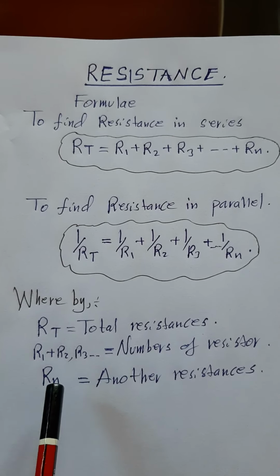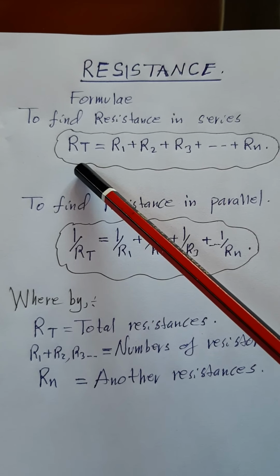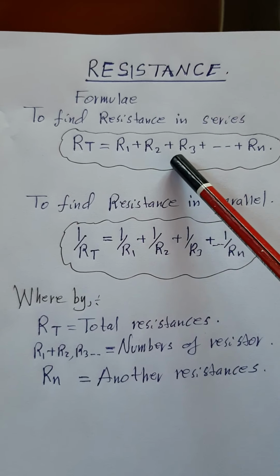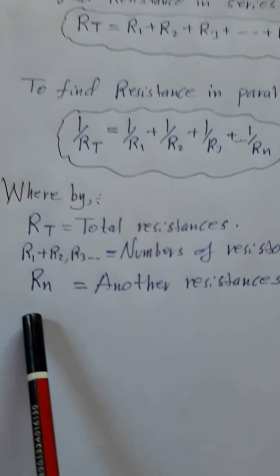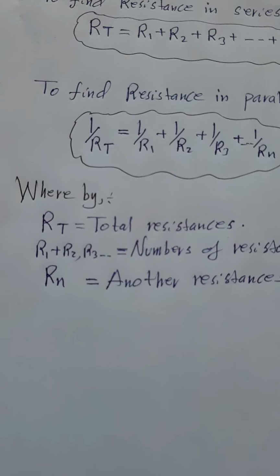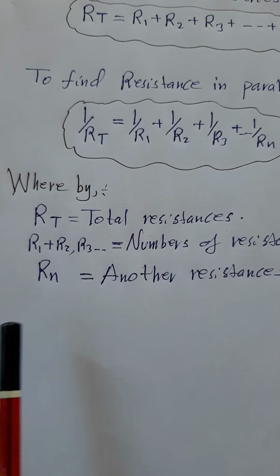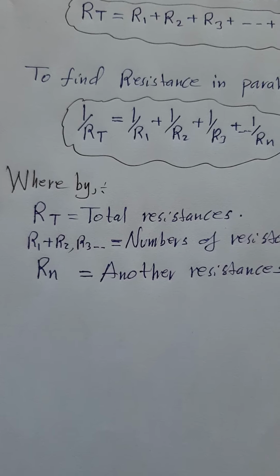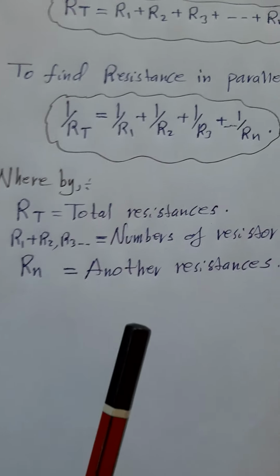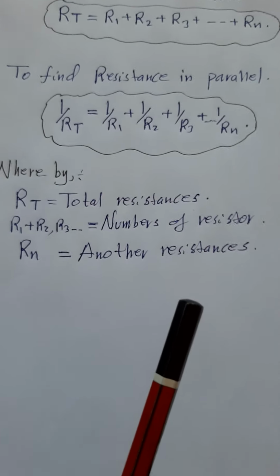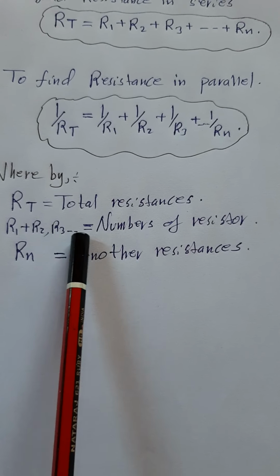So you can ask me, what is R total? R total means the total resistance. And here we have another thing: resistance 1, resistance 2, resistance 3. These represent the numbers of the resistances.